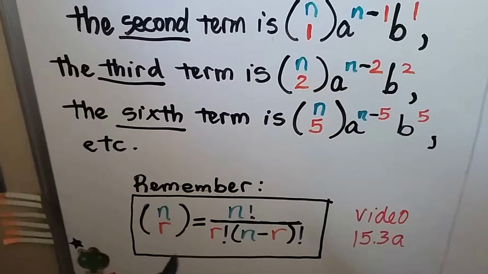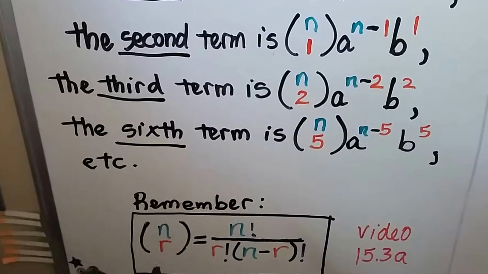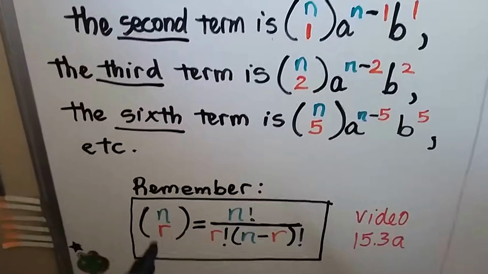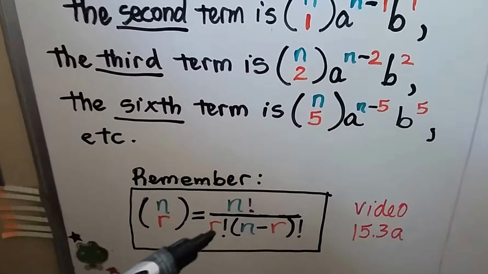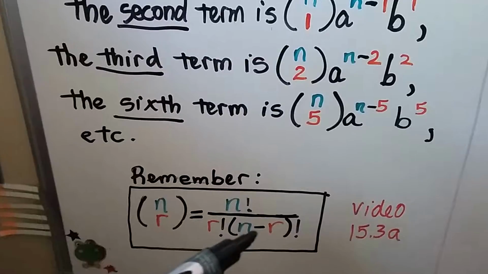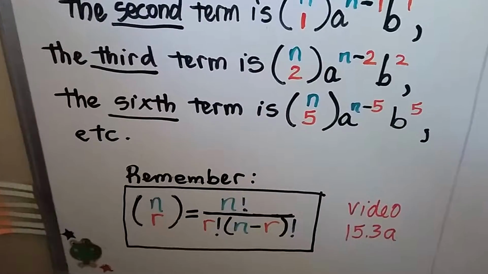And you need to remember the number of combinations of a set of n objects taken r at a time is, this is n choose r equals n factorial divided by r factorial times n minus r factorial. That was back in video 15.3a, if you missed it. Okay, you're going to need this.